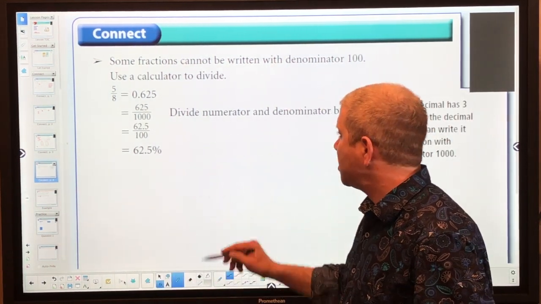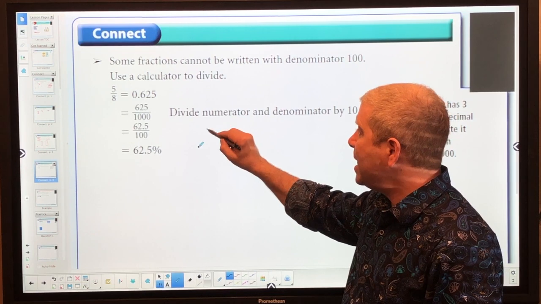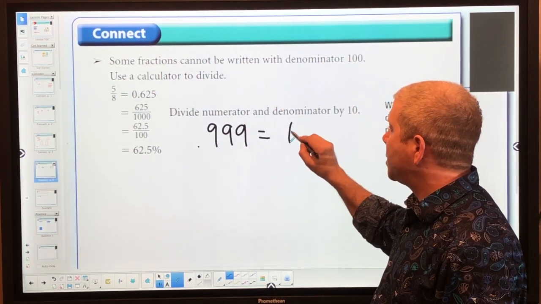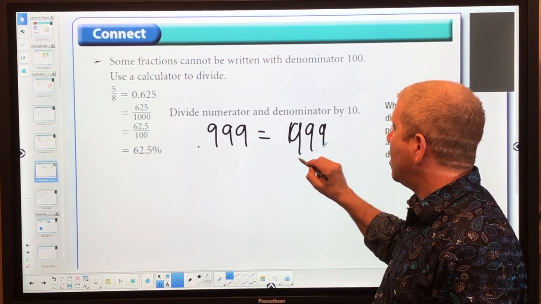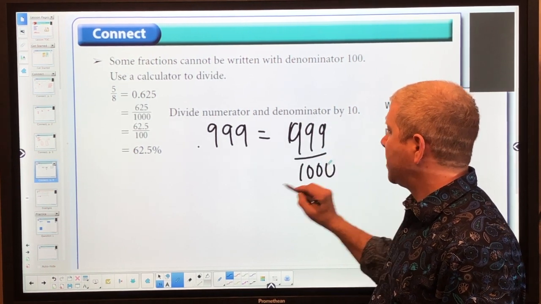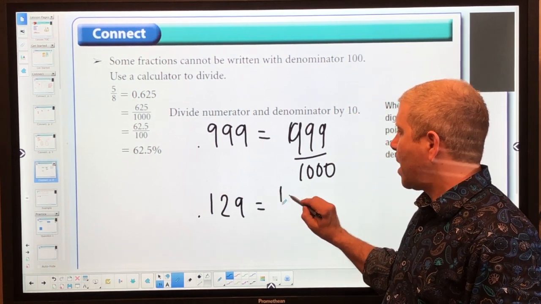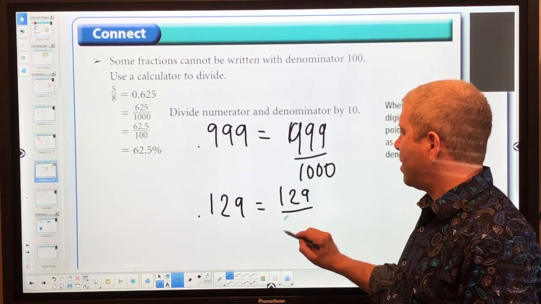Going to clear the page and show a couple other examples. Any number at all. So 0.999 simply equals 999 over 1,000. 0.129 is the same as 129 over 1,000.